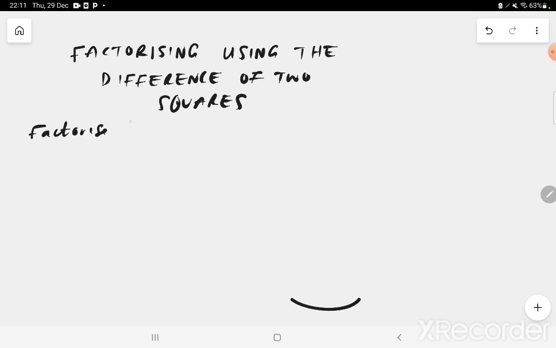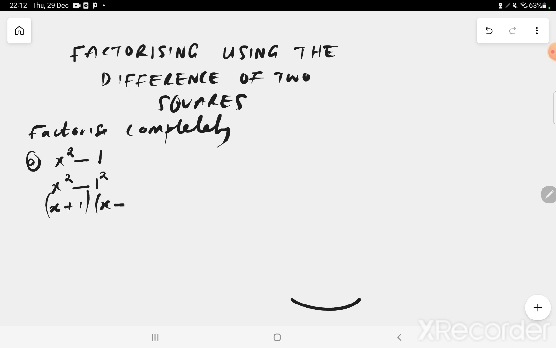So suppose you're given an example like this. Factorize completely a: x squared minus 1. So what we need to do in this case is find the square root of 1 so that we have two squares. So this will be x squared. The square root of 1 is 1. So this will be the same as 1 raised to the power 2. So this has now become a difference of two squares. So we simply say this is equivalent to x plus 1, x minus 1. That is how we solve it.